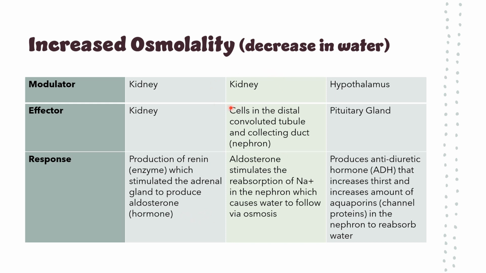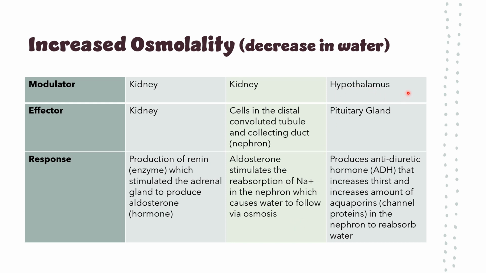Another way that the kidney can act as a modulator is that it sends a signal to cells in the distal convoluted tubule and collecting duct. So think back to the structure of the nephron. The response that it produces is that aldosterone from over here stimulates the reabsorption of the sodium ions in the nephron. Right? If we think back to the nephron, when we reabsorb those sodium ions, it's going to cause water to follow, and so we're going to reabsorb that water.